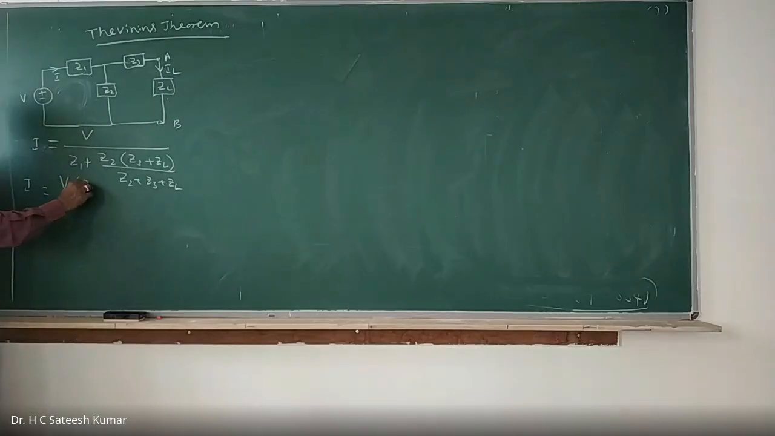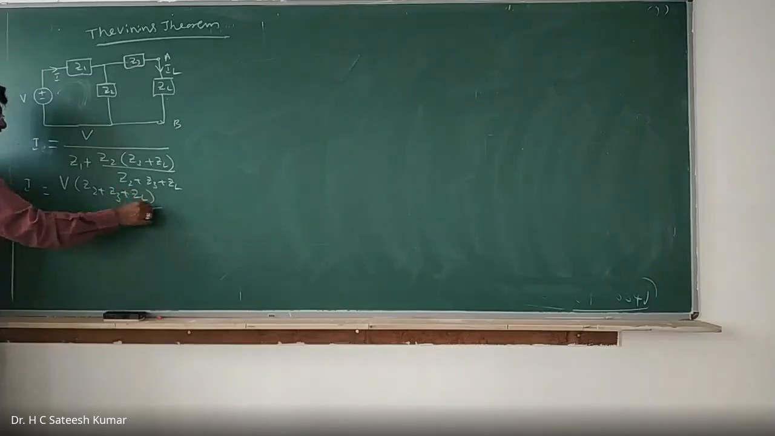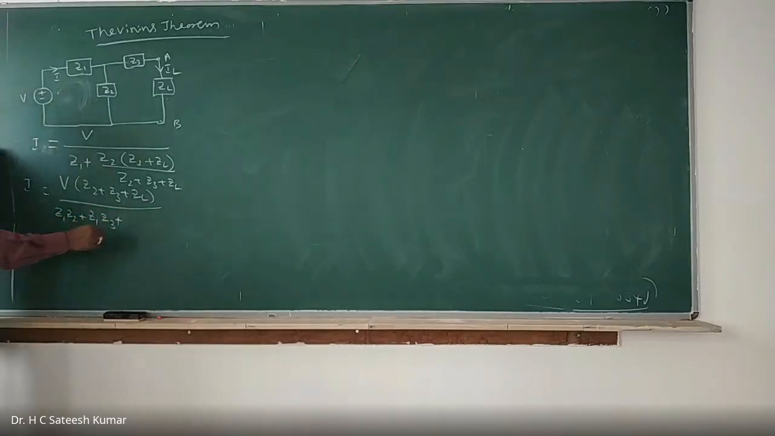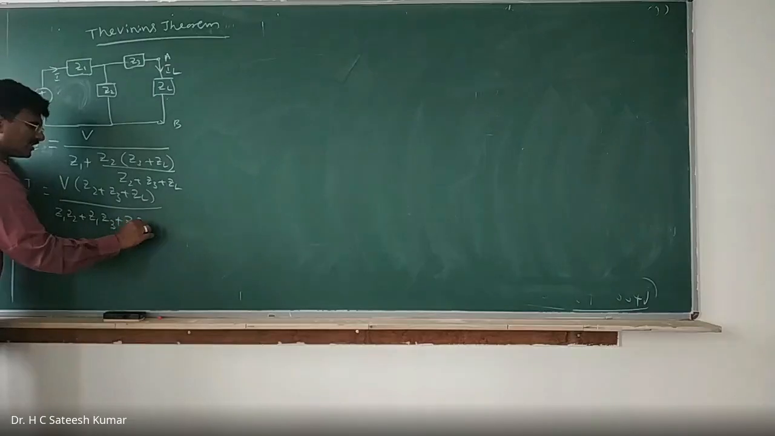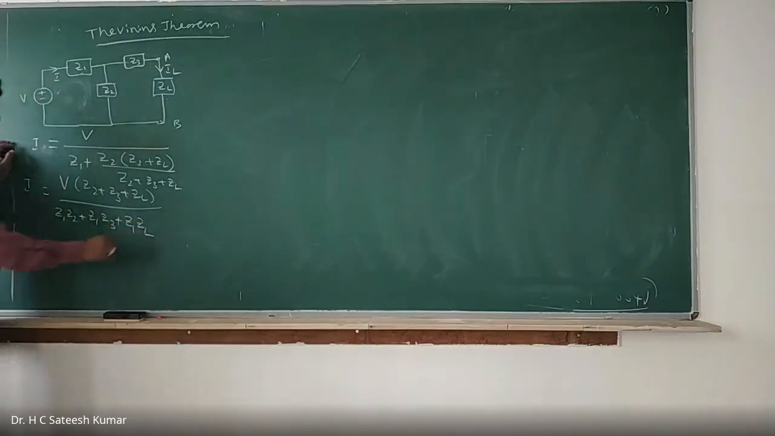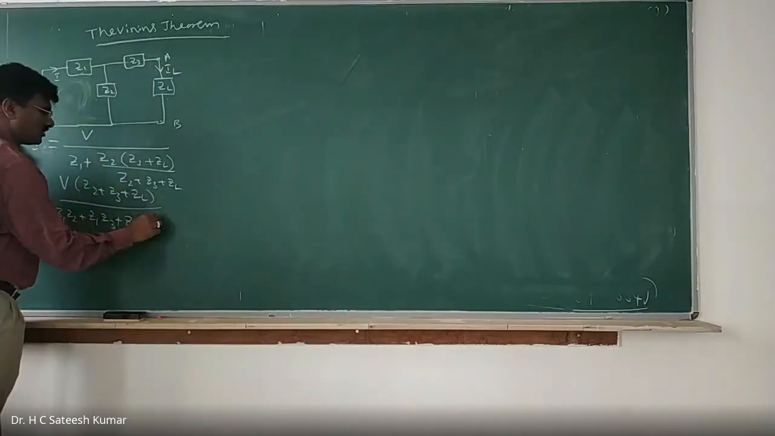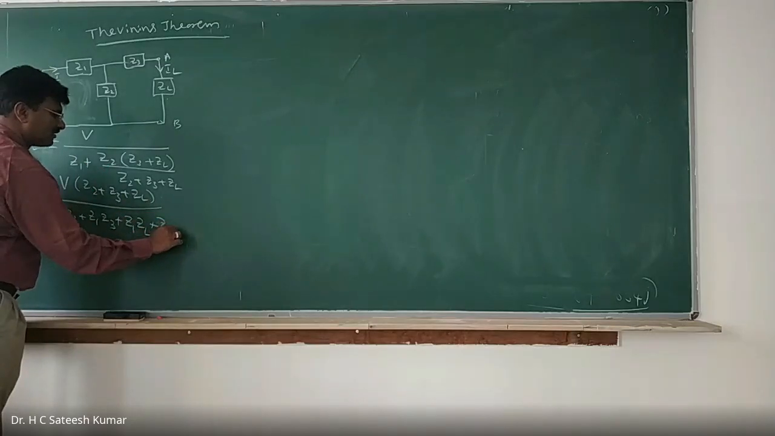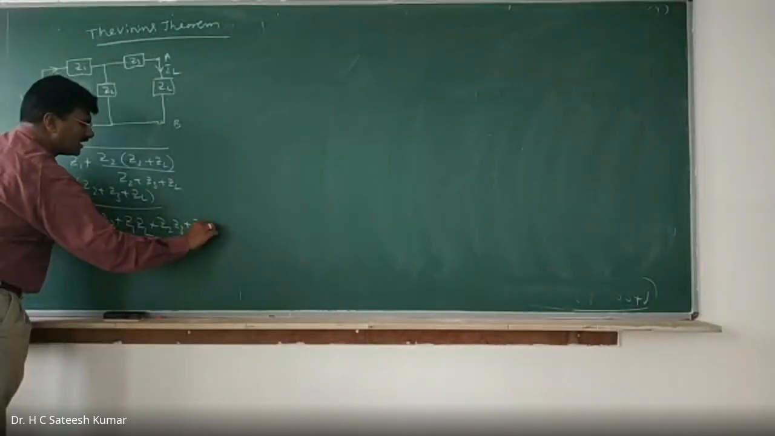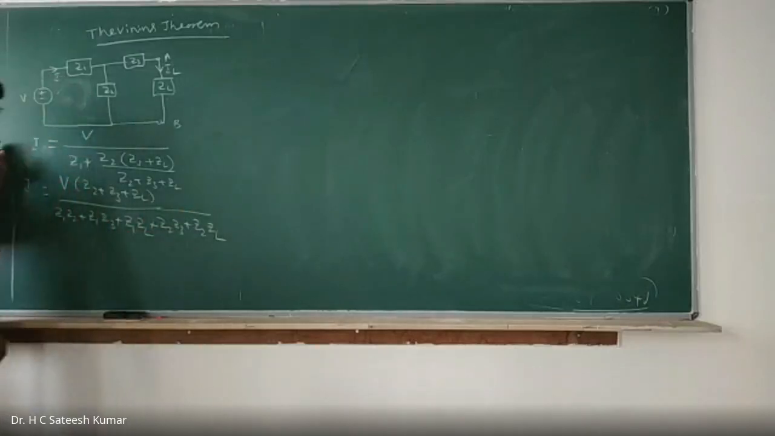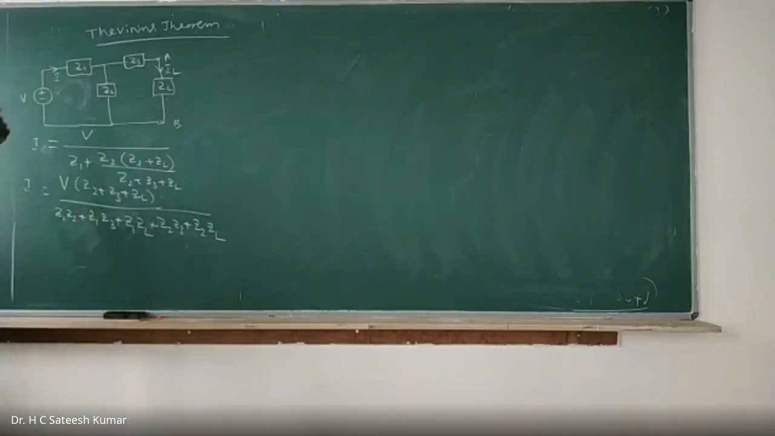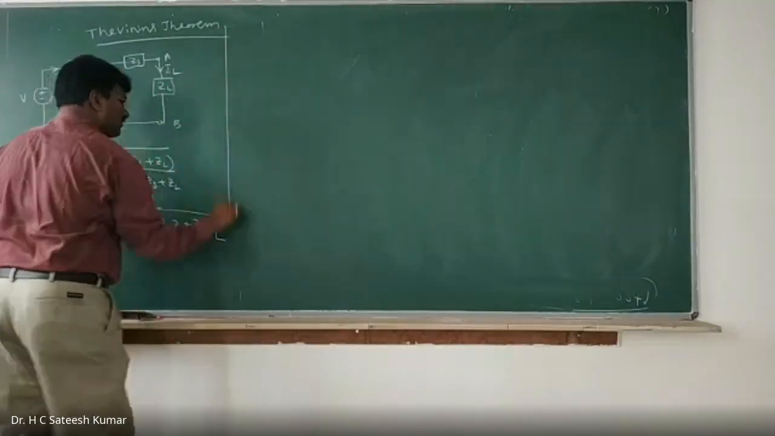V into Z2 plus Z3 plus ZL divided by, take the LCM: Z1 Z2 plus Z1 Z3 plus Z1 ZL plus Z2 Z3 plus Z2 ZL. So this is the total current. Now you find out IL. IL is found using the branch current method.